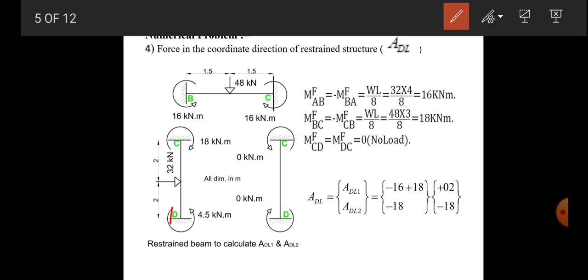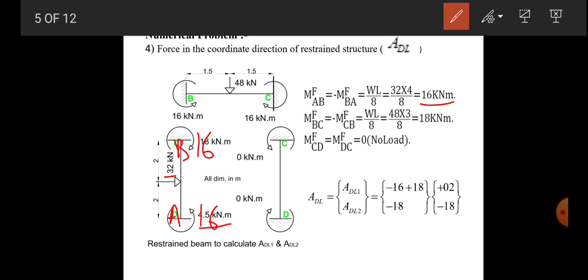First column is AB column, and at A there is a fixed end moment, MFAB, for a point load of 32 kilonewton. The formula is WL by 8, 32 into 4, length of column is 4, divided by 8, it becomes 16 kilonewton meter. So the fixed end moment for AB column is 16 kilonewton meter at A and at B.